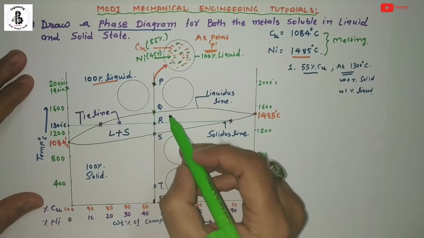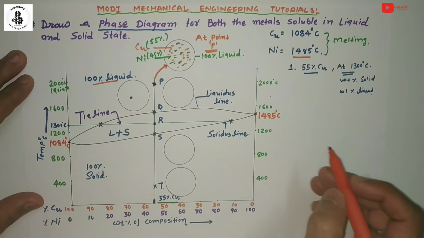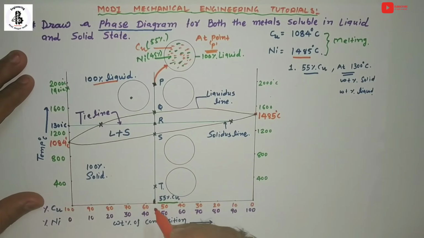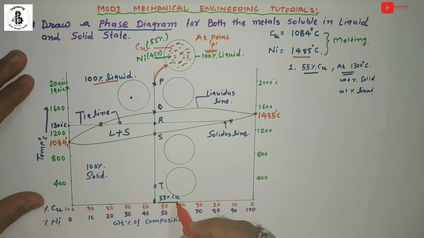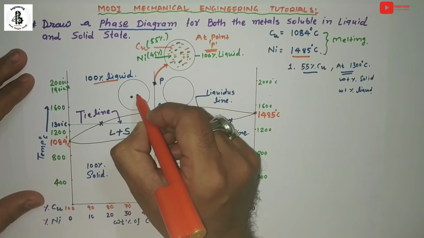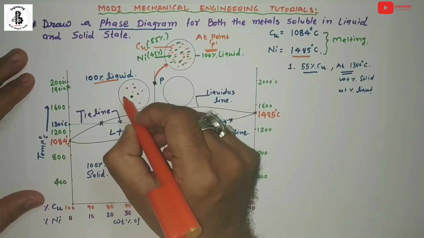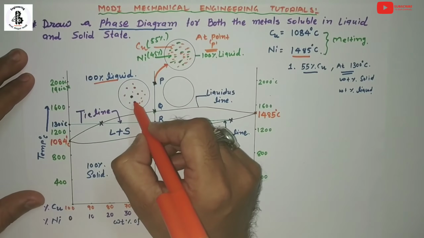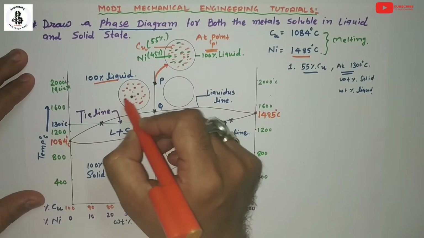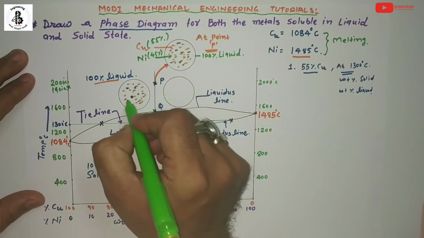So here there will be the formation of nuclei. Just you can see, the metal which has a higher concentration, right now the 55% copper, will have the majority. So the copper will start to convert into solid. Copper will make tiny particles at point Q, and the rest of the copper will still be in the liquid state. And the nickel will be totally in the liquid state.